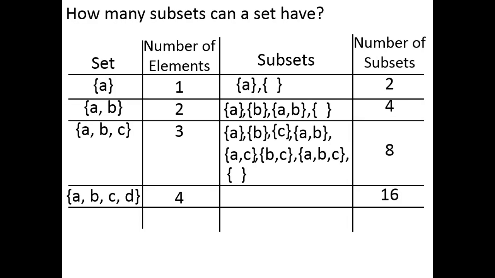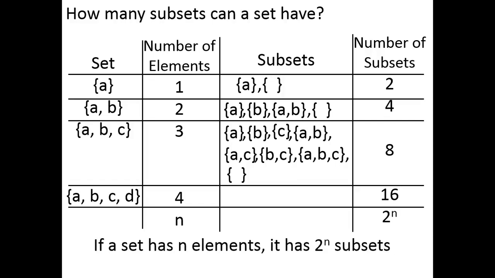So I could continue this. I could say a set that has 5 elements would have 32 subsets. A set that has 6 elements would have 64 subsets, but I need a generalization here. So let's say I have a set that has n elements in it. Well, if you look at the number of subsets, what you'll notice is that the number of subsets is always equal to 2 to a power, and the power is the same thing as the number of elements. So we can generalize this by saying that if a set has n elements, it's going to have 2 raised to the n power subsets.